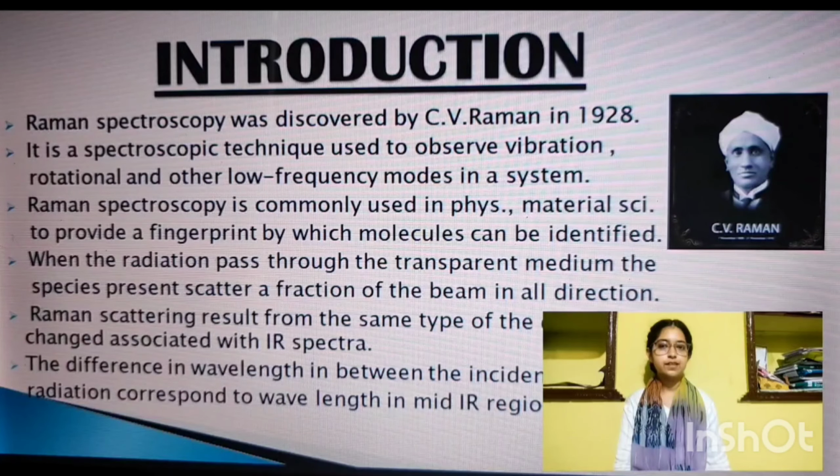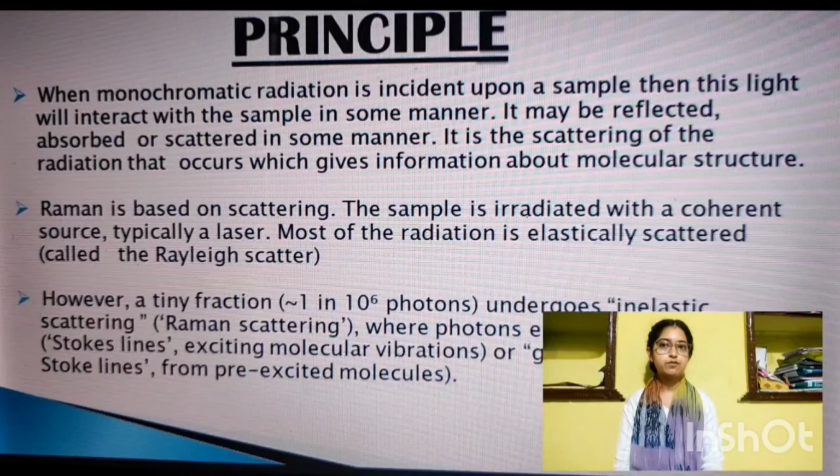Then we discuss its principle. So when monochromatic radiation is incident upon a sample, then this light will interact with the sample in some manner and it may be reflected, absorbed or scattered. It is the scattering of the radiation that occurs which gives information about molecular structure. So Raman spectroscopy is based on scattering.